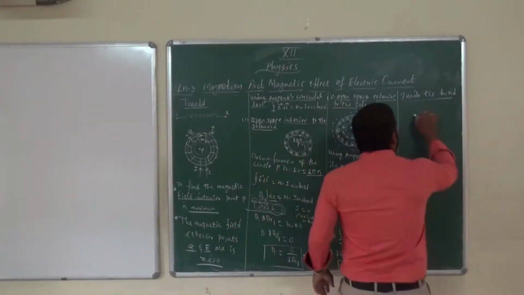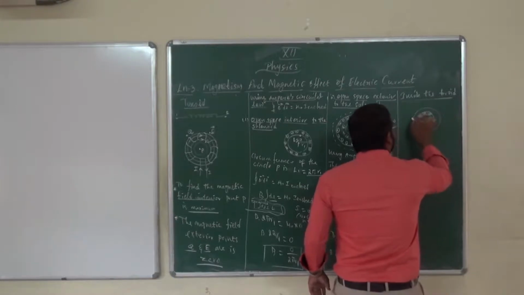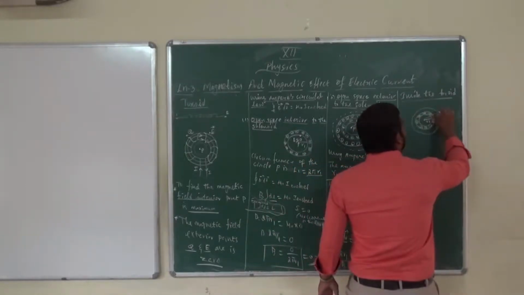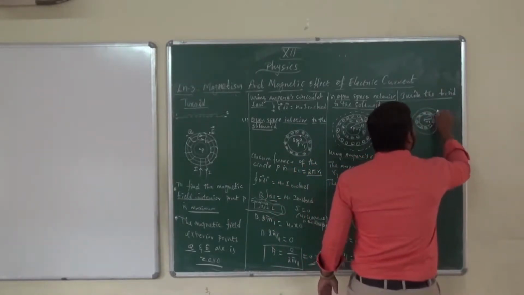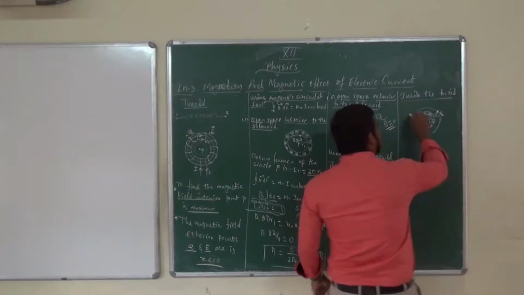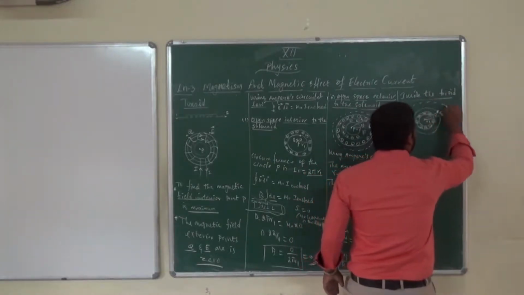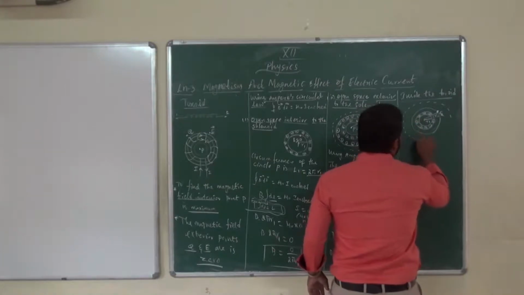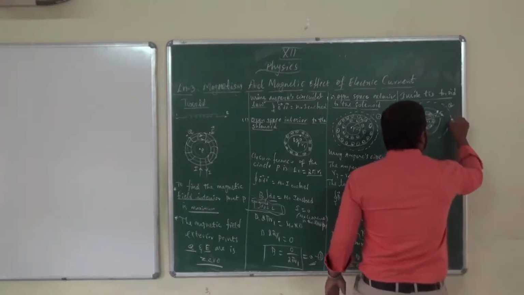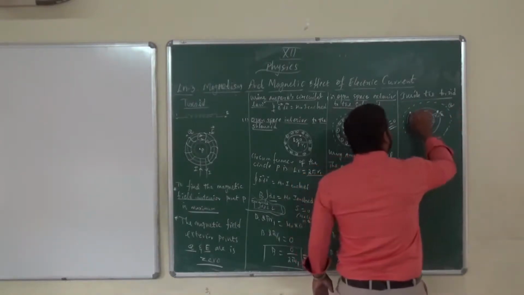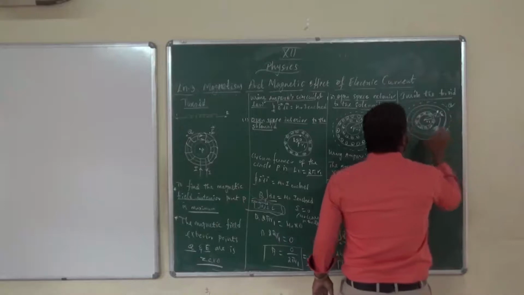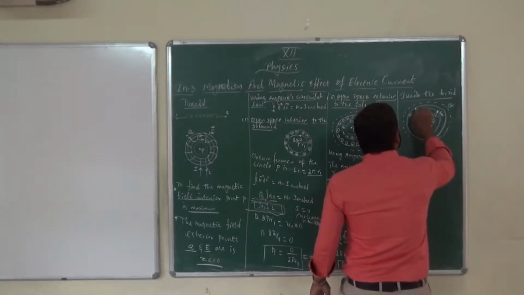Next, we assume the Amperian loop interior, inside the circle. What is the radius of the circle? R2. This point is where we find the magnetic field at the point S. What is the exterior point? The exterior points are represented by dots. The exterior point we assumed is like Q, with the current coming out of the paper, shown by the dotted lines.